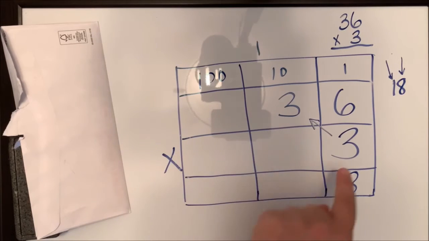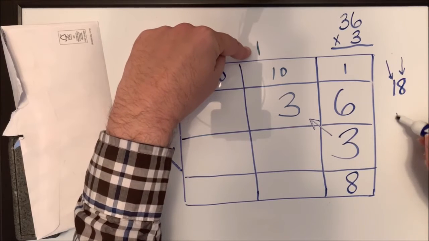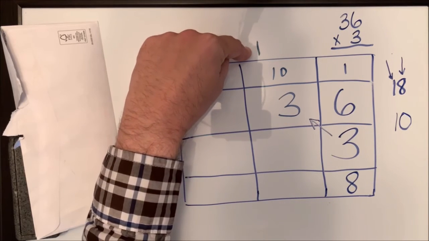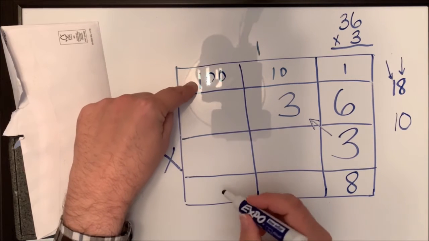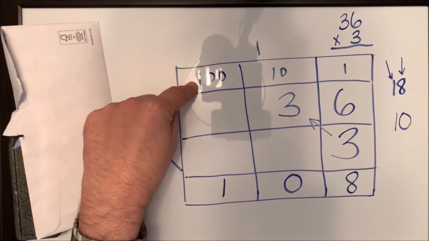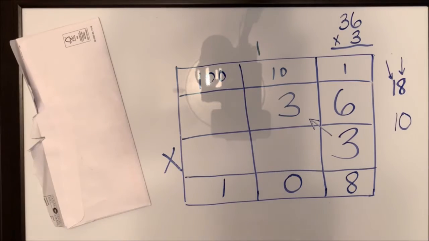So 3 groups of 3 is 9. Add your friend, which is 10. So I have 10 groups of 10, which is 100. So I don't have any tens, right? Because I have 100. So the answer is 108. Make sense? Okay, let's do another one.